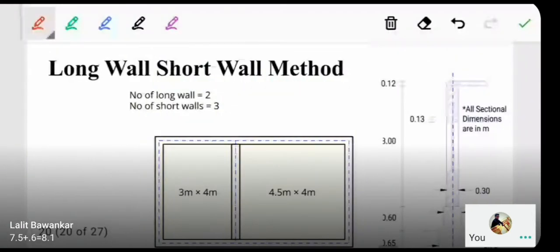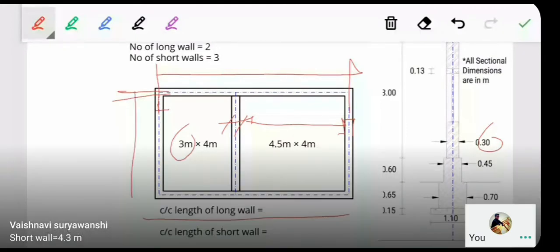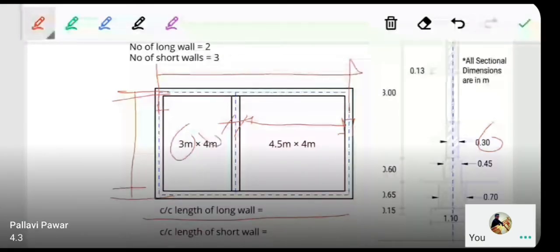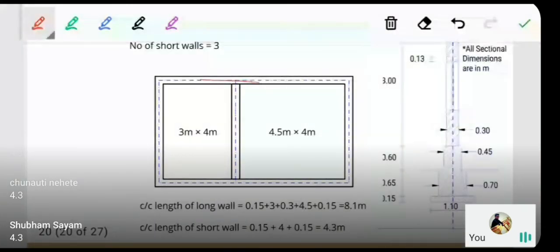Now center to center line distance of the short wall. For the short wall, again center to center line distance will be 0.15 plus 4 plus 0.15. So I think everyone understood how we have calculated the center to center line length. For the long wall it comes to 8.1 meter. For the short wall it is 4.3 meter.